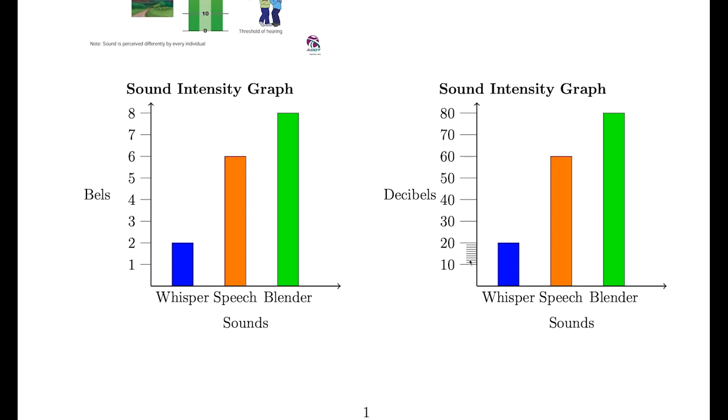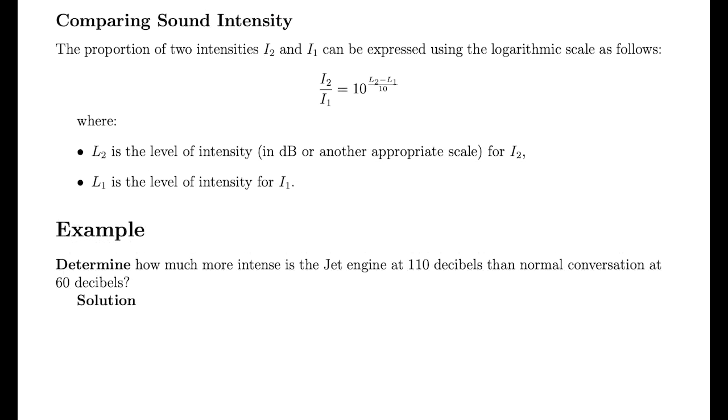So you have 1 decibel, which is a noticeable difference in sound, while a jump of 10 decibels is really just a 1 point increase in bells, and that's a tenfold increase. So let's take a look at an example so we can see. Let's compare sound intensity. The proportion of two intensities, I2 and I1, can be expressed using the log scale as follows. You have I2 compared to I1 is equal to this tenfold increase, and then L2 and L1 are measured in decibels, and you may wonder, why are we dividing by 10?